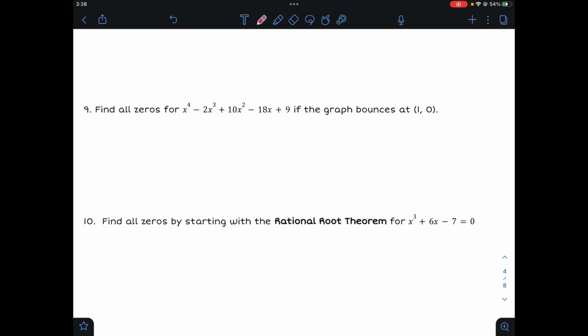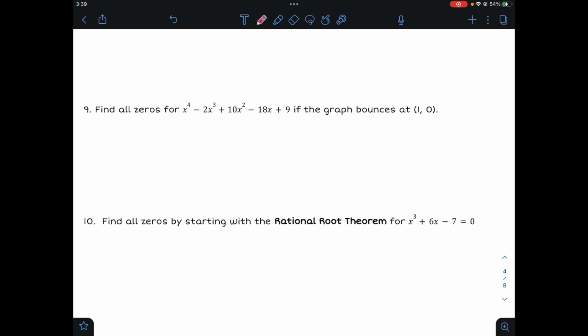That means we have no remainder twice. So if we think about this, could we factor by grouping? Well, look how many terms we have: 1, 2, 3, 4, 5. We cannot factor by grouping, so we're going to have to do something else. That's where division is going to come into play.